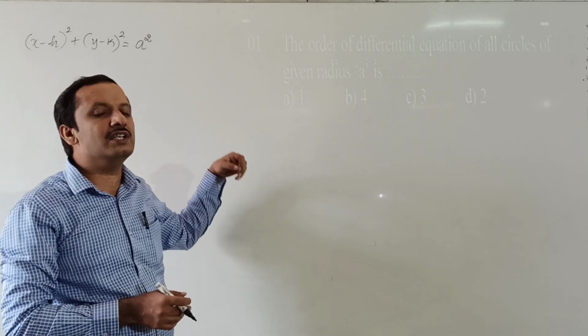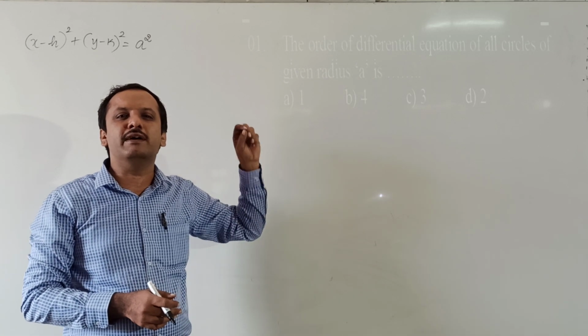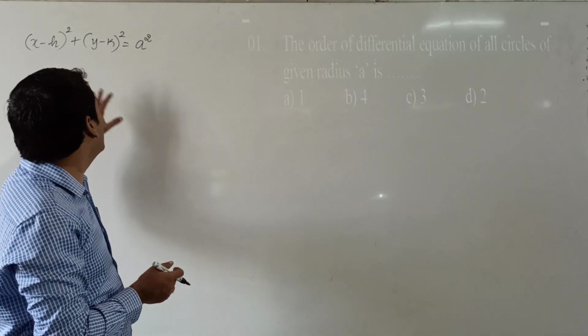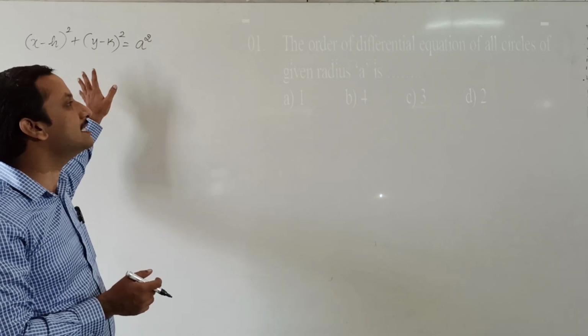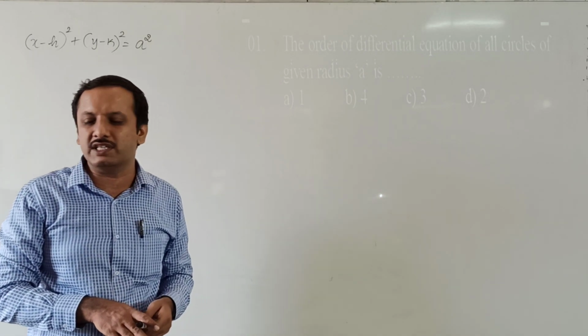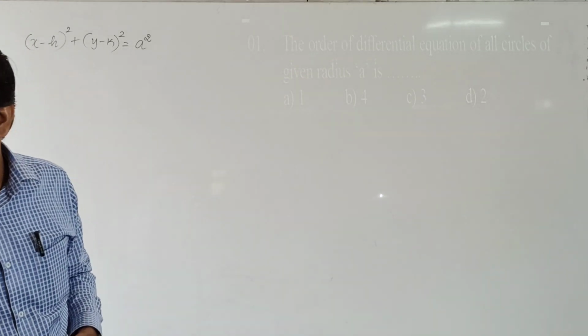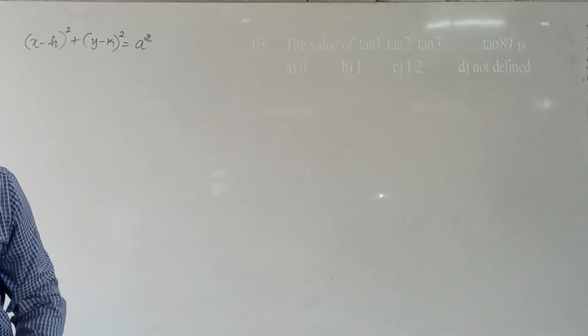The order of a differential equation is equal to the number of arbitrary constants that are present in that equation. So now there are two arbitrary constants in this, hence the order of this differential equation is 2, which is the fourth option. Let's go to the next question now.